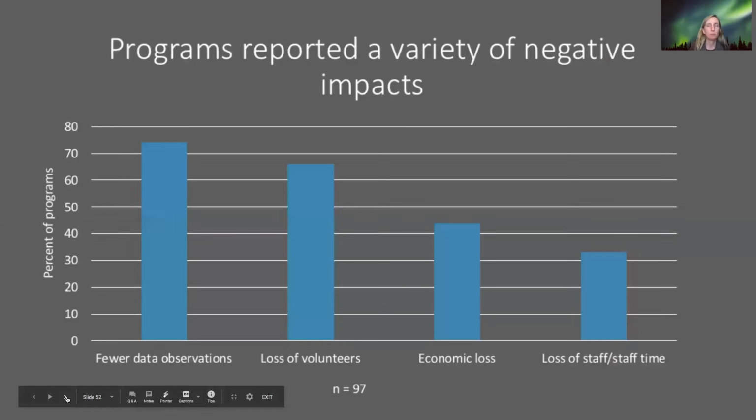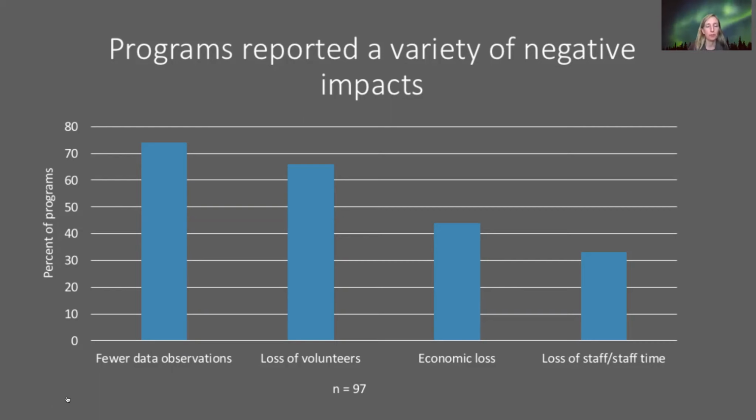I also asked programs what kinds of negative impacts they had, and they reported a variety of different kinds of impacts. Over 70% reported that they had fewer data observations made than in a usual year. More than 60% had volunteer numbers drop, partially based on the fact they couldn't train, and partially because they were choosing to utilize the services of the seasoned volunteers. Just under half of the programs had some kind of economic loss. When I dug into that a little bit more, the good news is that most of the economic loss was for less than a quarter of the overall budgets. And some of the programs were able to shift budgets around to support staff to do other things besides what they might have been doing in a normal season.